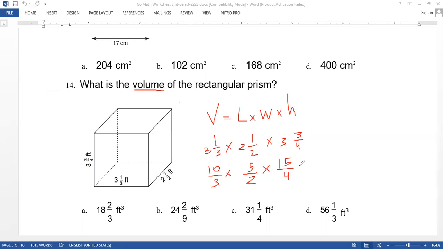Now we multiply fractions, so we multiply the numerators and we multiply the denominators. 10 times 5, 50. 50 multiply 15 is 750. Of course, you will take your time to multiply 15 by 50. The answer will be 750. Now 3 times 2 times 4. 3 times 2, 6. 6 times 4, 24.